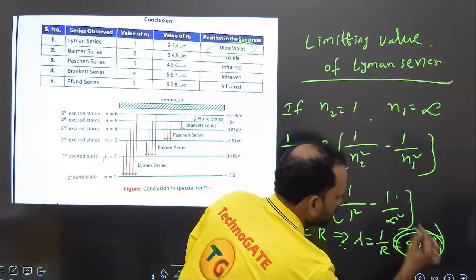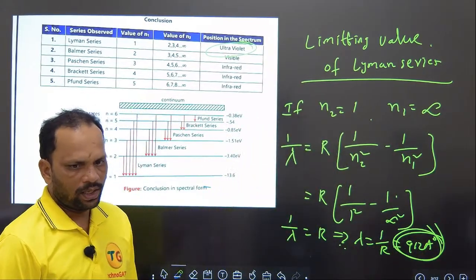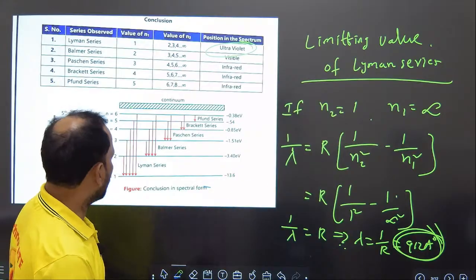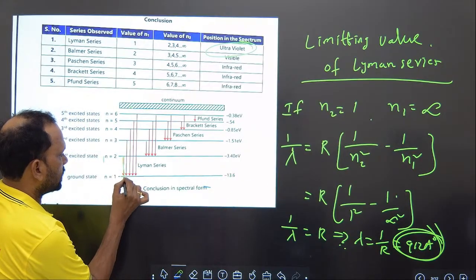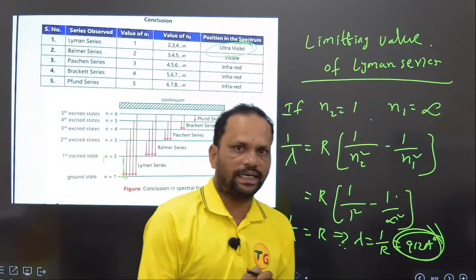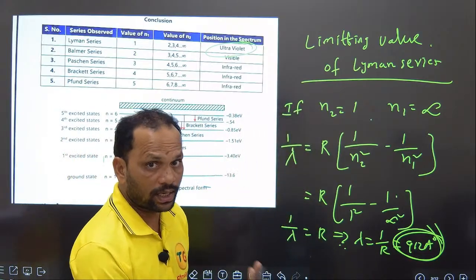So from this we say that this is the shortest wavelength. Initially, when we went from n is equal to 2 to n is equal to 1, we got a wavelength of 1282 something. So that is the longest wavelength.